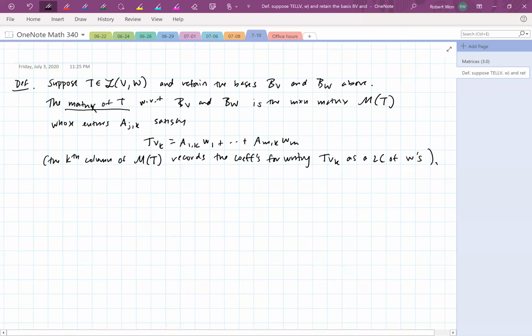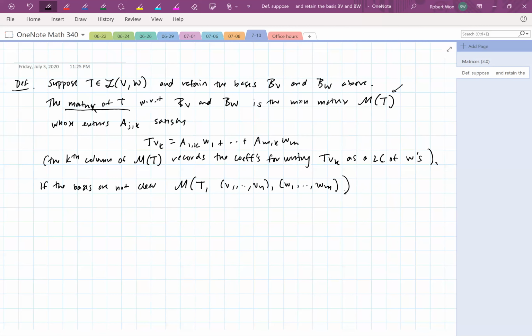Okay, so one thing that you'll notice about this notation is that this definition is the matrix of T with respect to a basis, but this notation doesn't anywhere mention what the basis is. So if the bases are not clear from context, and you want to be very clear, then you should say M, the matrix of this linear map with respect to this basis for V and this basis for W. Really, in order to define this thing, you should give the linear map and the two bases.